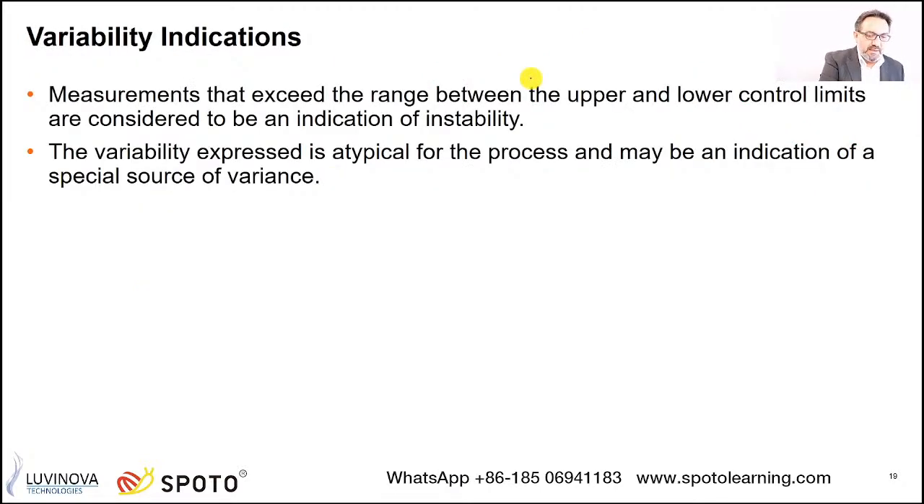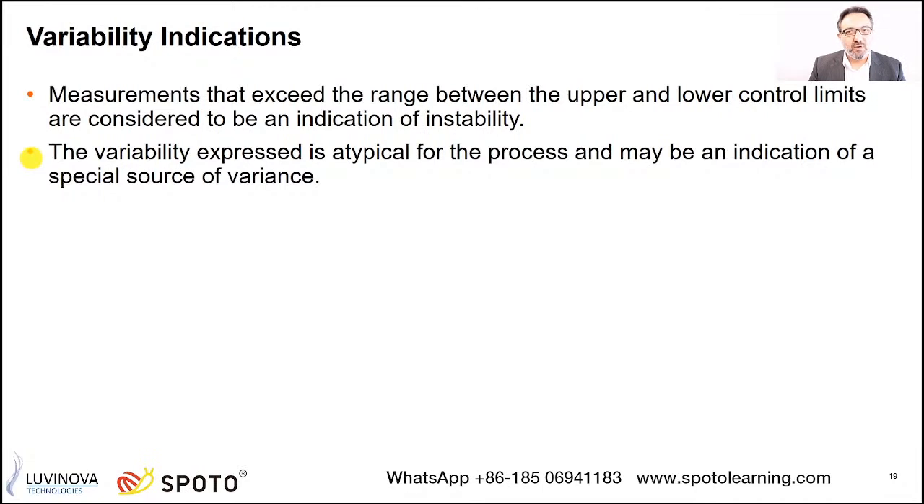So variability indications, this is what we've discussed so far. It's a measurement that exceeds the range between the upper and lower control limits. If you have any of these readings above or below the control limits, they are considered an indication of instability of the process. This is what you call an out of control process, where you need to take action. Now, variability expressed as atypical for the process, or special cause.